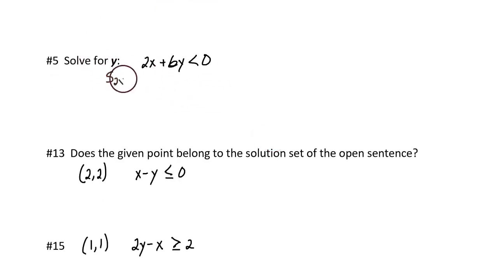First, subtract the 2x term. We get 6y is less than negative 2x. Then divide by the coefficient of 6. Y is less than negative 2x over 6. This simplifies to y is less than negative 1/3 x. I've kept the arrow facing the same direction because I did not divide by a negative number.